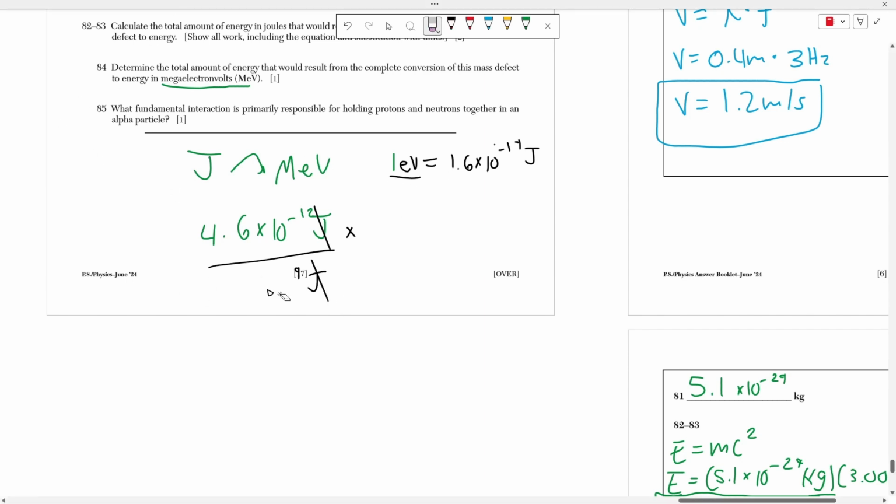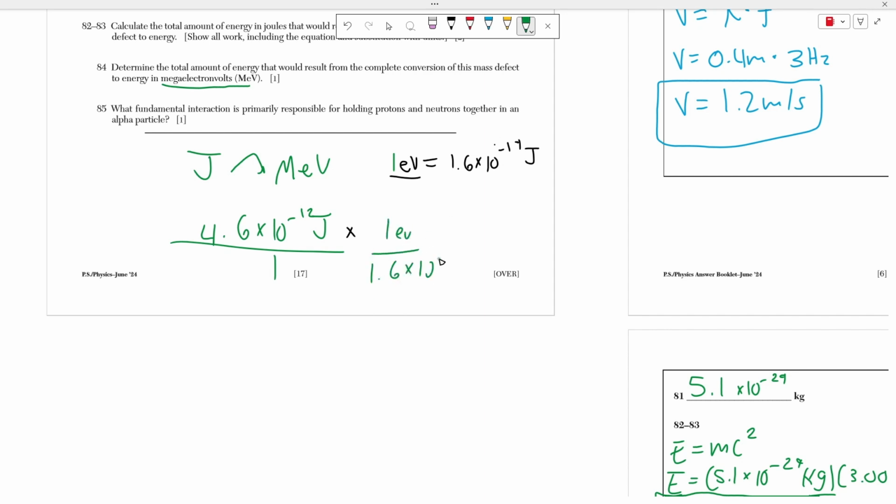Another way to look at it is through dimensional analysis. So this is 4.6 times 10 to the power of negative 12 joules over 1, times 1 electron volt, which is equal to 1.6 times 10 to the power of negative 19 joules. Either way, you're dividing by 1.6 times 10 to the power of negative 19, but if you set up the dimensional analysis, it becomes a lot clearer as to why you're dividing, because you're trying to get rid of these joules so that your final units are in electron volts, okay?